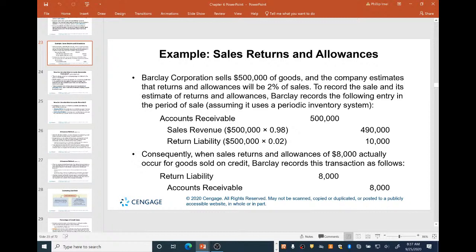And then later, when we get it, if you can see here, it's not going to affect revenue. It's only going to affect the liability account and the receivable account. So it's not going to affect earnings there. That's why it's keeping it intact and matched. Do we see that?